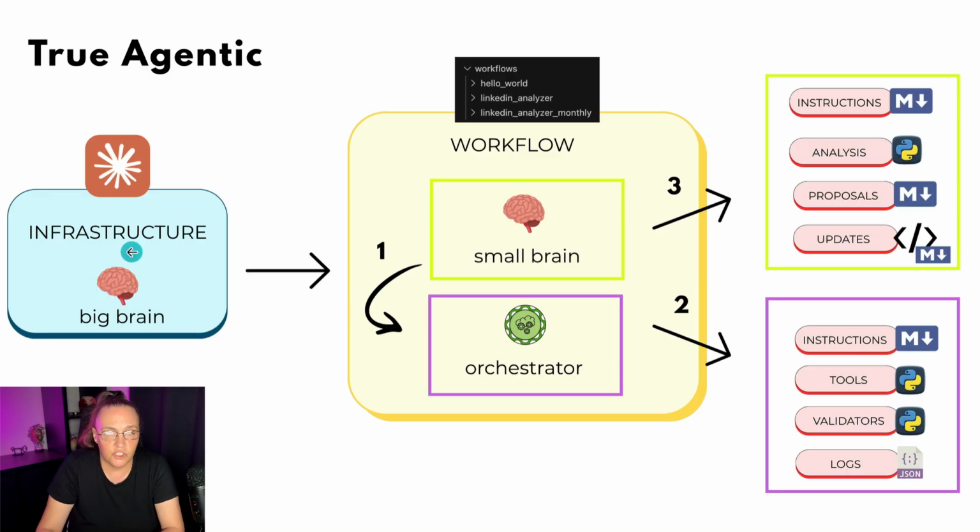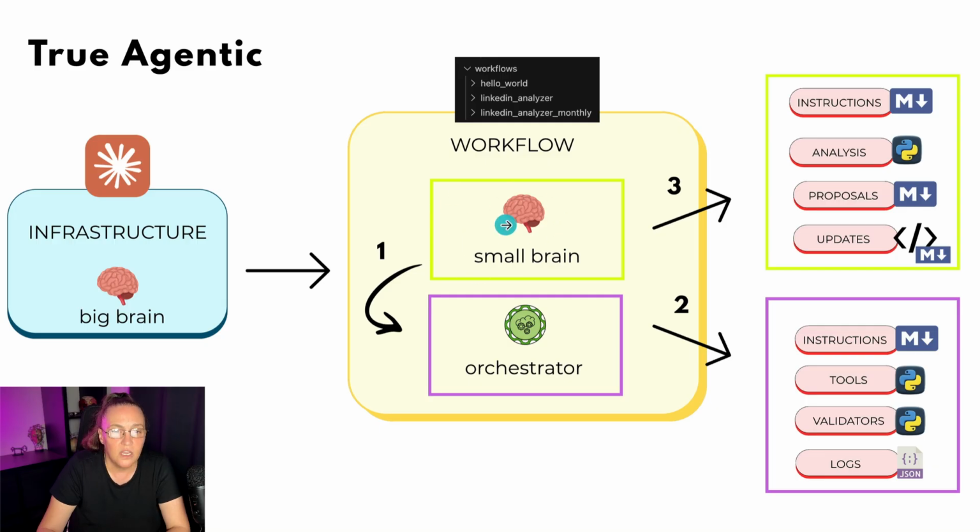In our infrastructure, just like with the other slide, we have one or more workflows. But this is where things become very different. Each workflow has its own brain, and I call it the small brain. The small brain is responsible for this specific workflow, and what it does is it gives instructions, it analyzes, and it updates. I'm going to walk you through everything.